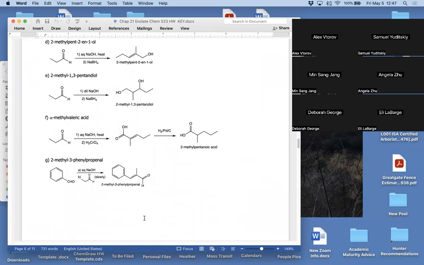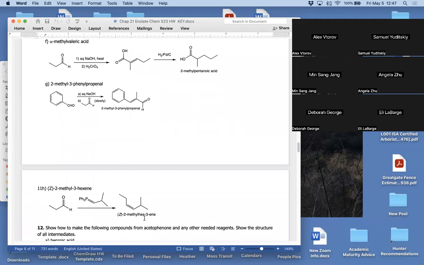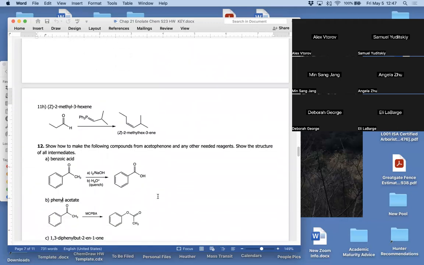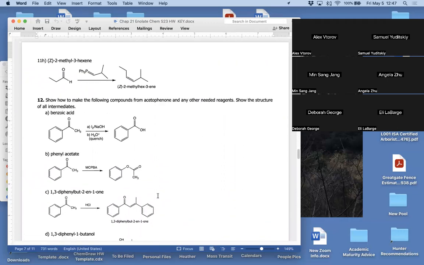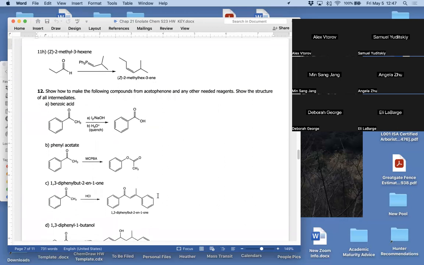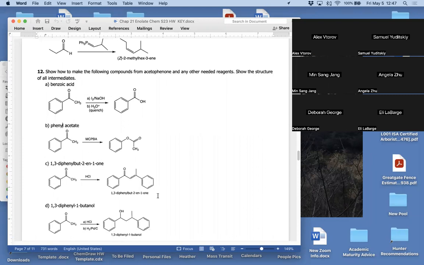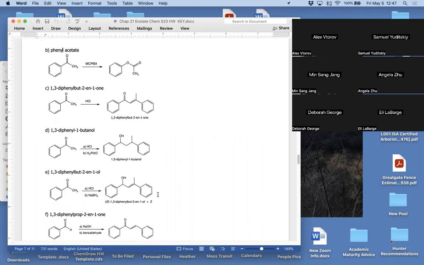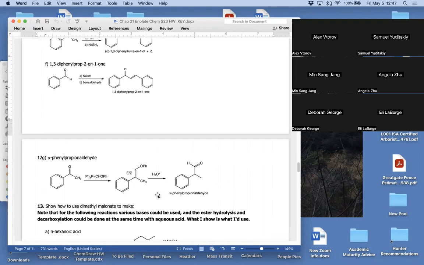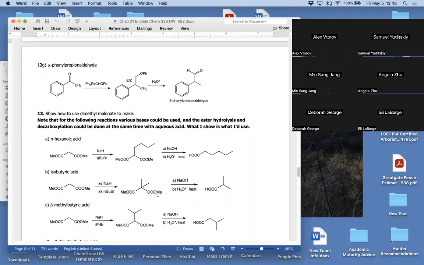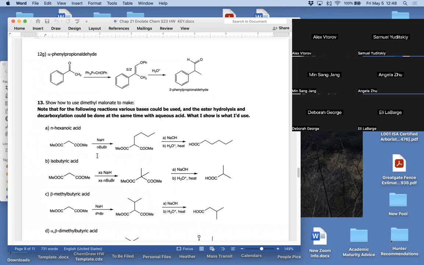Okay, there's a lot here, I never deny that, but these are all somewhat straightforward. So now 12, you have to supply the reagents. Again, a lot of this is also review for the final. Practice using the malonic acid synthesis.